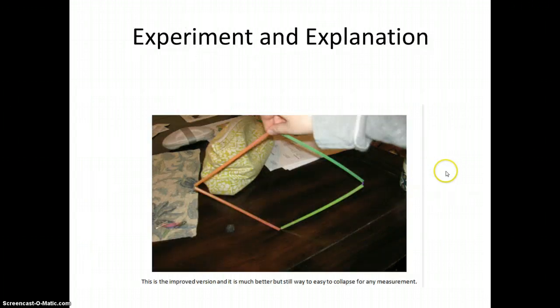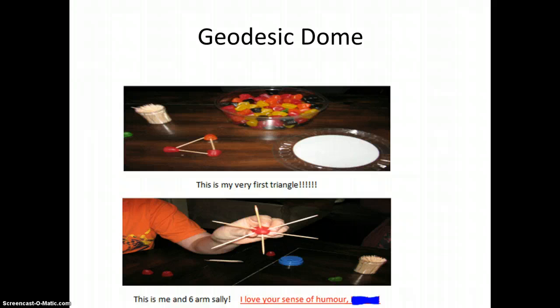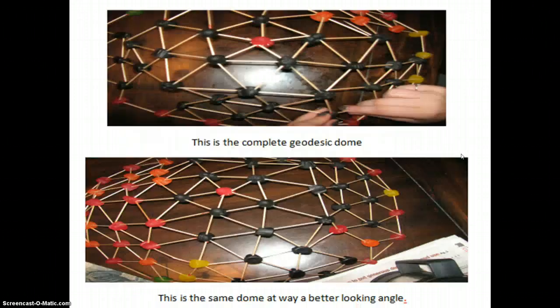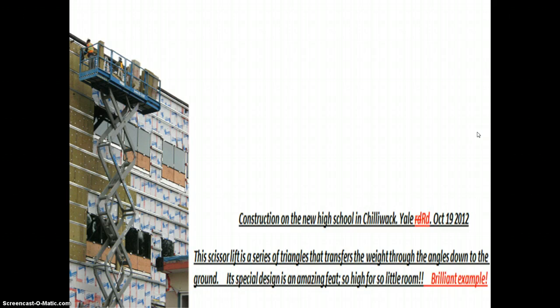So in this one here, we see a picture of part of the experiment, and then building the geodesic dome. And the student shows us some humor here, which I gave a comment. And again, more pictures of the geodesic dome with their text captioning. And you also need for this one to give us some examples in your community of where triangles are used. And so this is an excellent picture of a scissor lift.